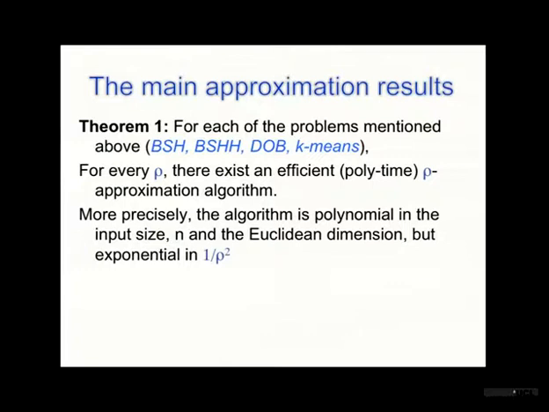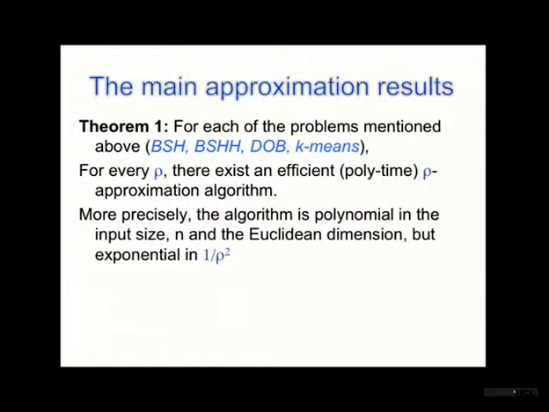I mean, all the problems we talked about, in particular k-means. DOB is just finding the ball that captures the maximum number of points. I will talk about it in a minute. For every rho, there exists an efficient polytime approximation algorithm. More precisely, the algorithm is polynomial in the input size, polynomial in the Euclidean dimension, but exponential in this parameter rho.